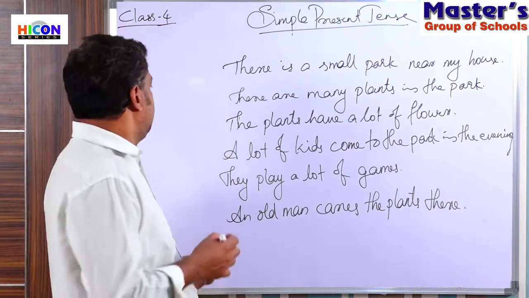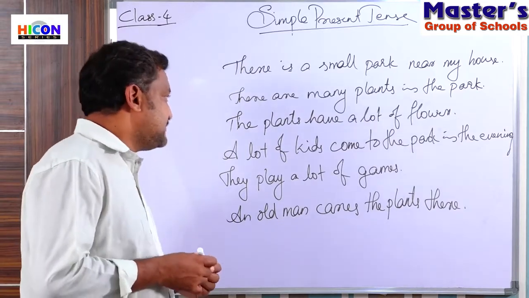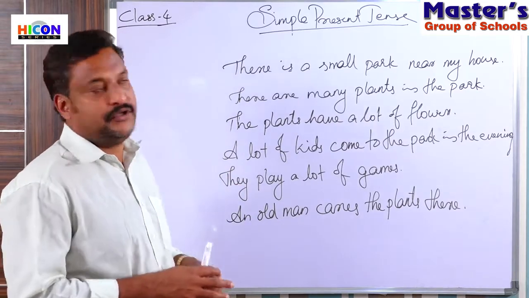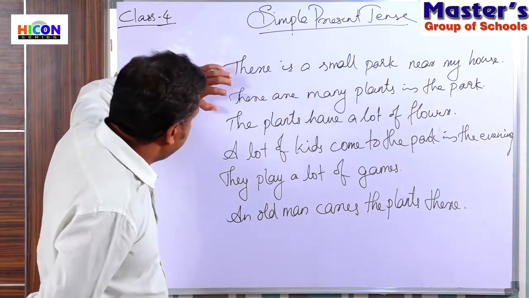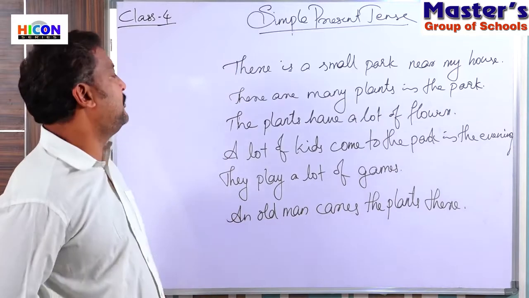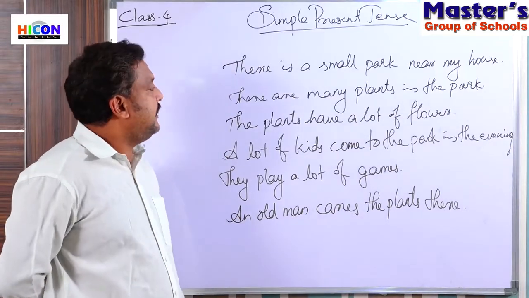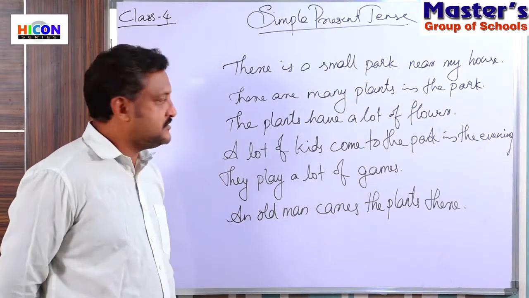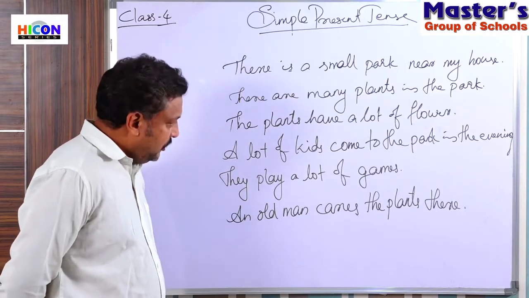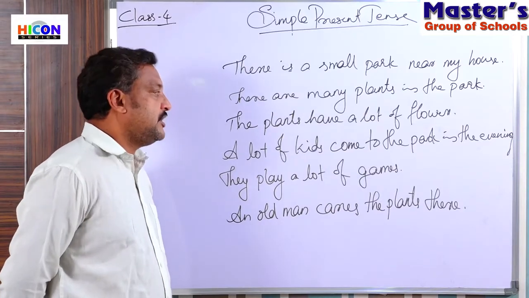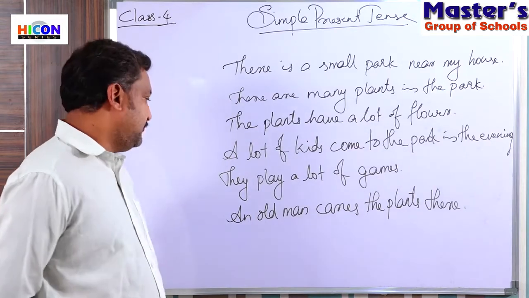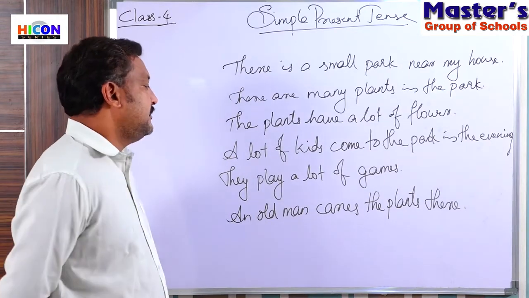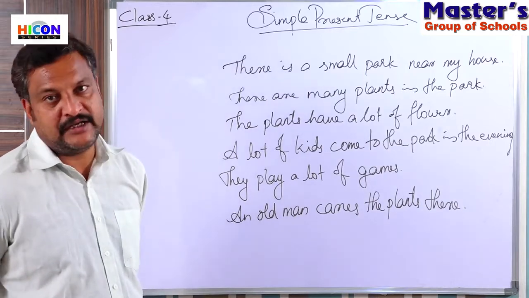Okay. So 1, 2, 3, 4, 5, 6 sentences I have written over here. There is a small park near my house. There are many plants in the park. The plants have a lot of flowers. A lot of kids come to park in the evening. They play a lot of games. An old man cares the plants there, right?